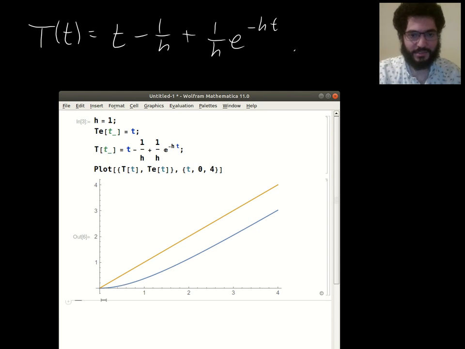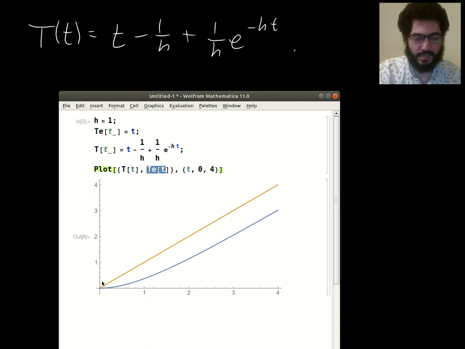Okay, interesting. So I guess the straight line here, the orange one, that's our environment temperature. And then the blue line is our object temperature. And you can see they both start the same. They start at 0 degrees. And the environment temperature just ramps up linearly. And the object temperature tries to keep up. But it's always behind by some amount, right?